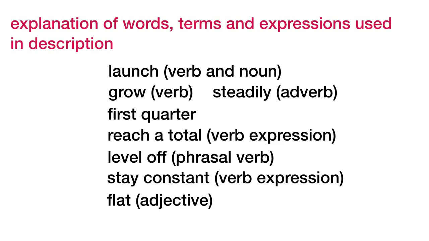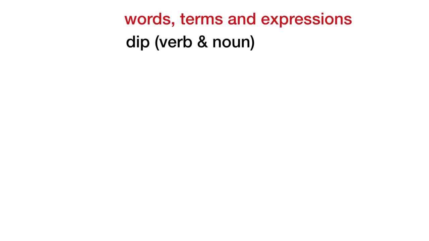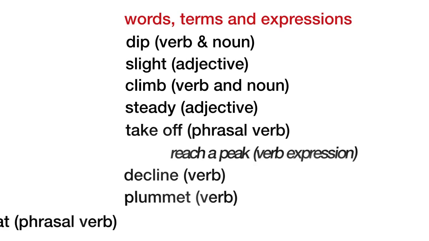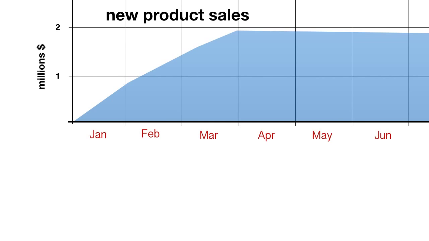Launch, grow, a first quarter, reach a total, level off, stay constant, and flat. And here's the second group. Dip, that's a verb and a noun. Slight. To climb, steady. Take off, reach a peak. Decline, plummet, and stand at. So let's have a look at the meanings of these words.